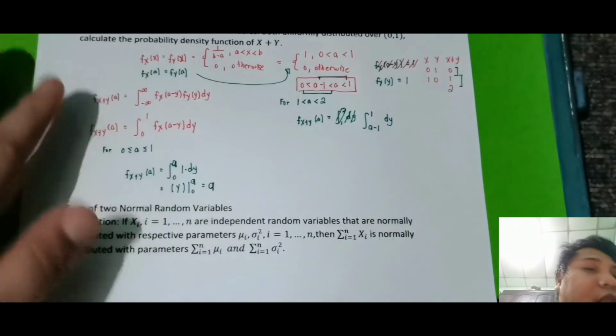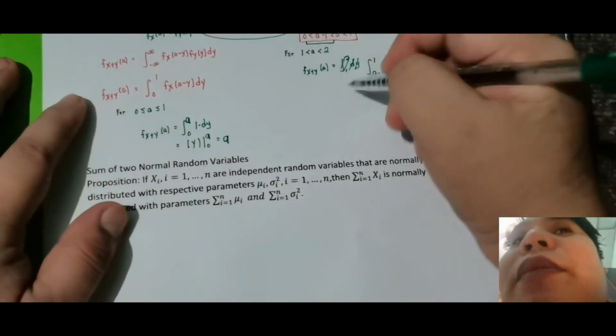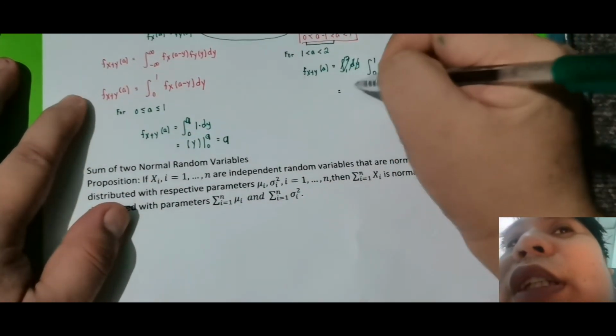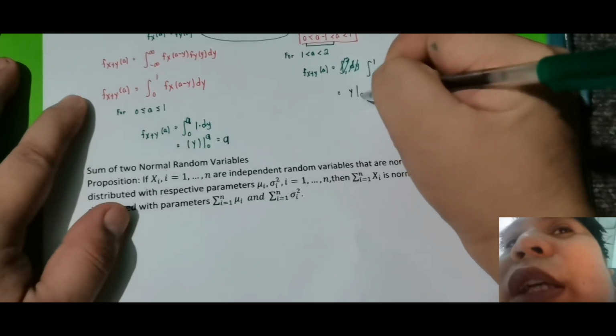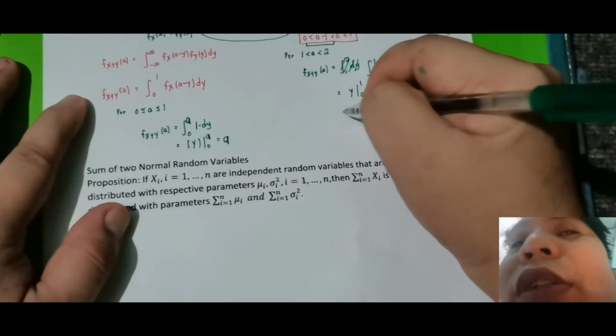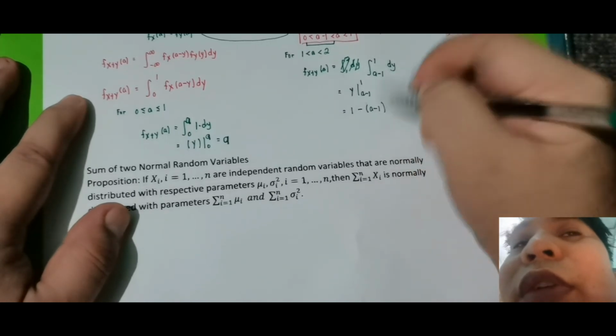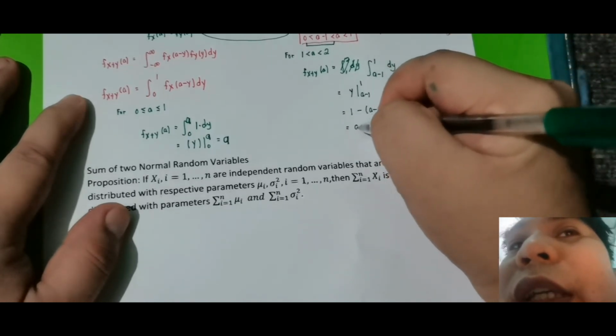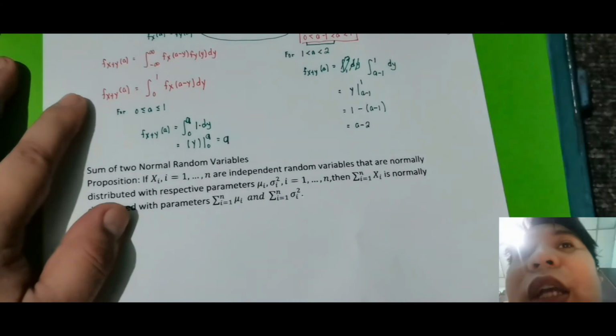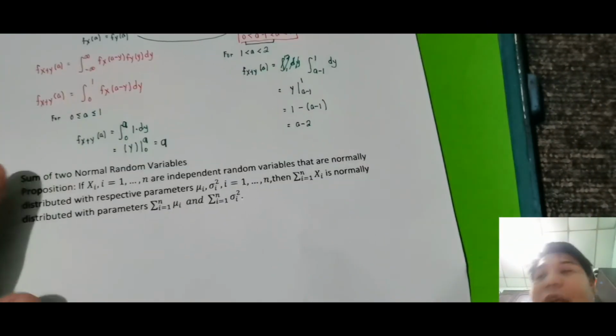Okay, so now, this is just equal sa integral. This is just integral ng y, so, from a-1 up to 1. So, this is just 1 minus a minus 1. Or simply, this is just a minus 2. Okay, so for the parameter niya. So, therefore, what is the PDF talaga actually niya.